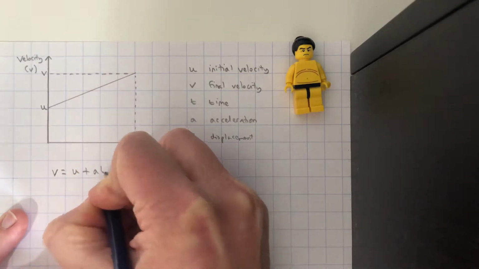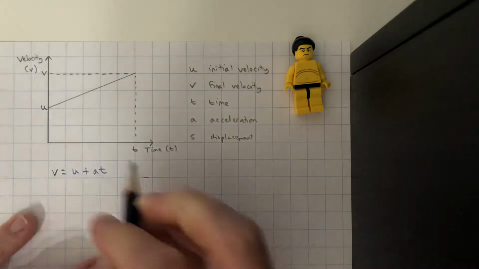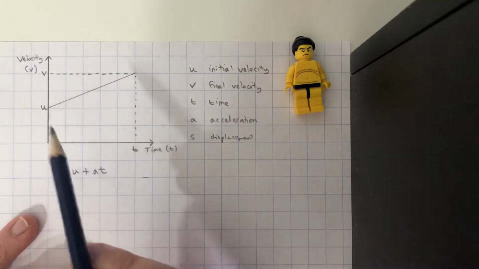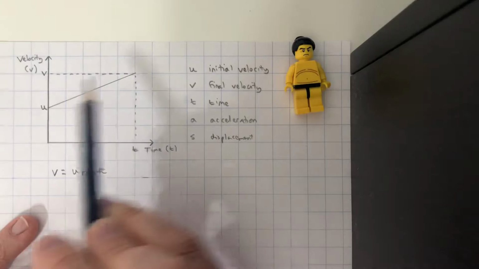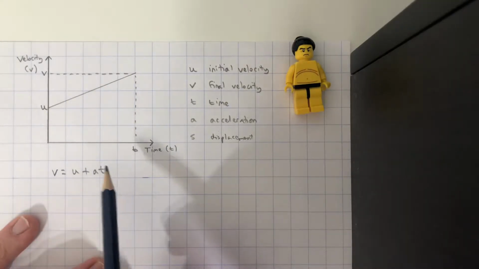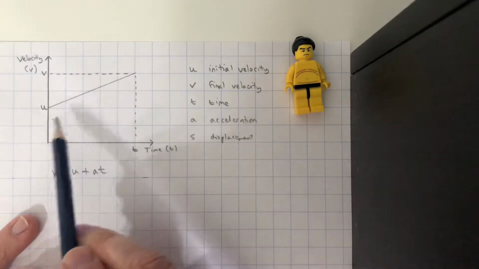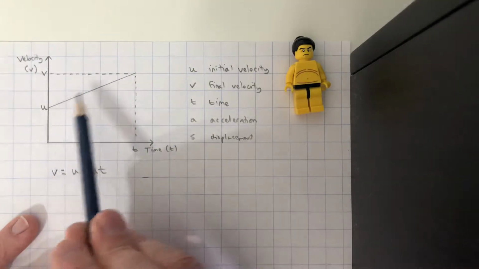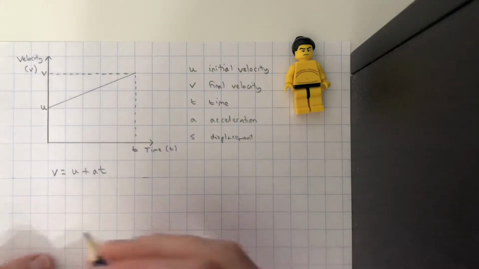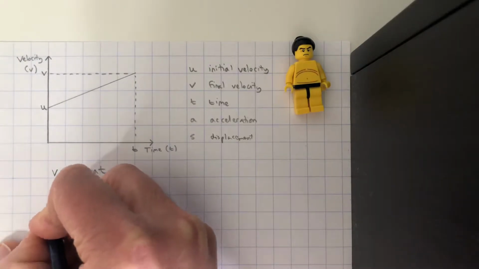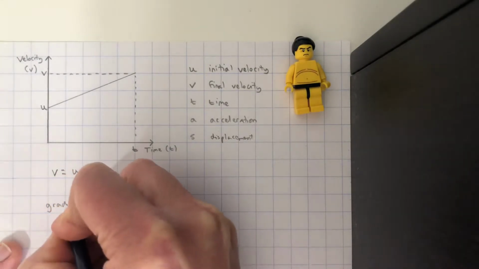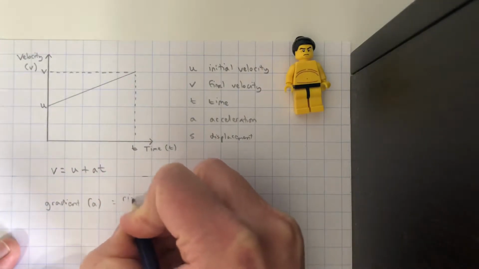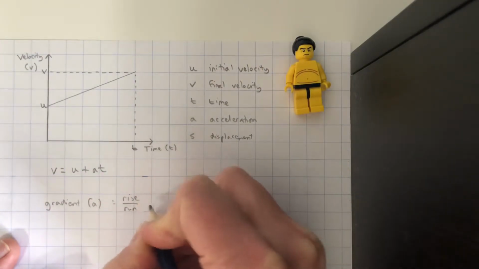Well, the idea with V equals U plus AT is, if we think about this, the velocity we've got here, V, we've got the initial velocity U, the acceleration is the only value we're not seeing on this. So if we think about a velocity time graph, the acceleration is represented by the gradient of this line. So the gradient of the line, which is A, how are we going to work that out? Well, rise over run, that's the classic that we'll go for.